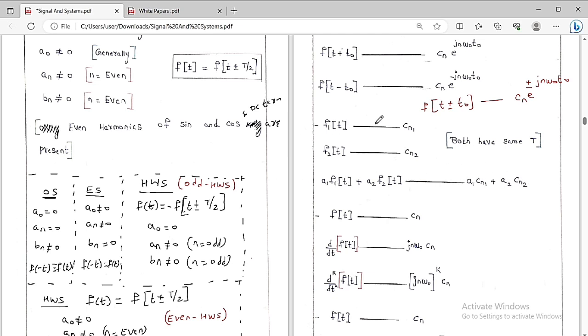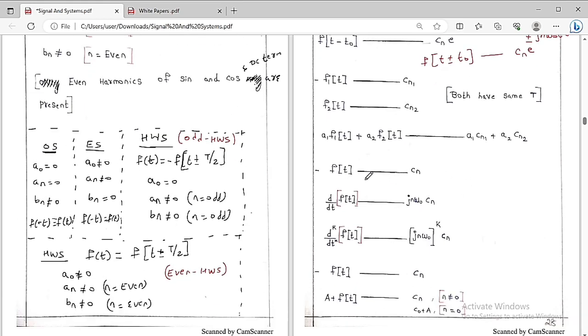So listen carefully. For f1(t), the Fourier series coefficient is Cn1. For f2(t), it is Cn2. And both have the same time period. Then a1 f1(t) plus a2 f2(t) will have the resultant Fourier series coefficient a1 Cn1 plus a2 Cn2. So this is what we have to understand, and this is the point you always have to keep in your mind.